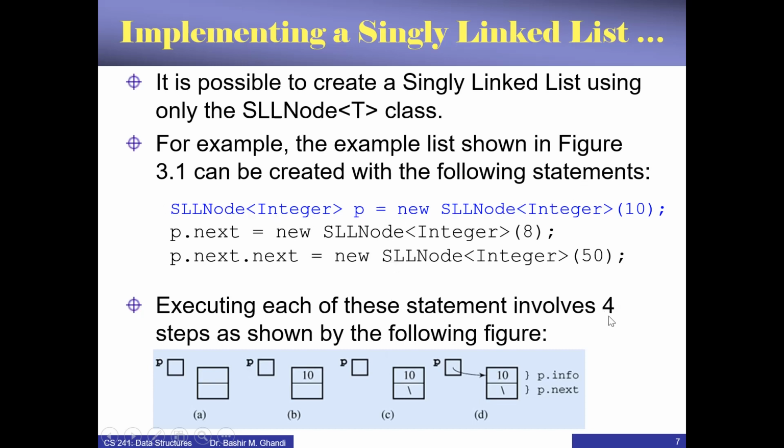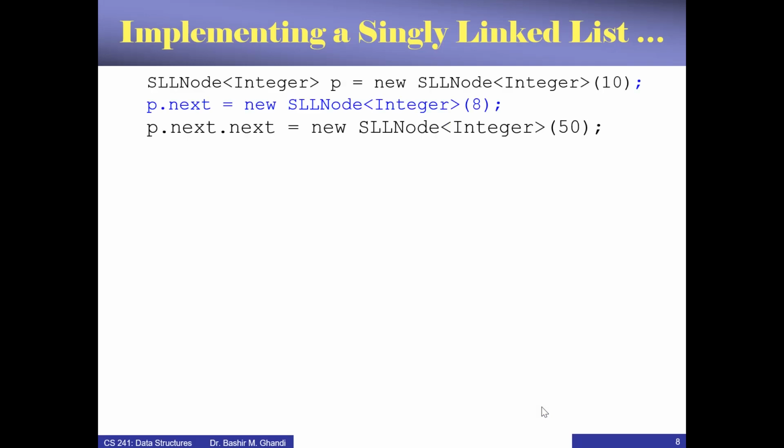As you can see, as we said, it involves 4 steps. First, new will create the node, then the constructor will do both steps B and C, because it's just initialization. It will initialize the info to 10 and next to null, and then finally we do the assignment, so the reference to the new node will be saved in the variable P. Okay, let's move to the next statement. The next statement says p.next becomes new SLL node of integer 8. What is the effect of this statement? Again, since it is an assignment statement, we are going to evaluate it starting from the right.